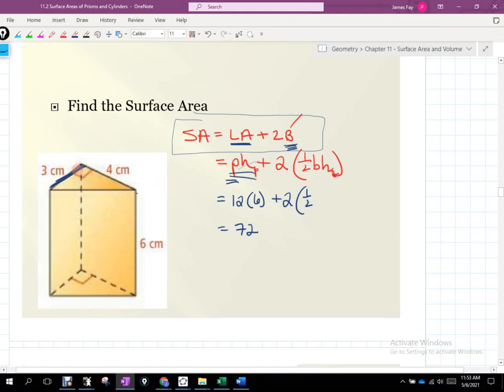Can I use 3 as the base? Because remember, the base is defined by what altitude you use. So if I'm going to use 4 as my altitude because it meets that definition, that it starts at a vertex and goes perpendicular to the opposite side, then 3 would be my base, right?